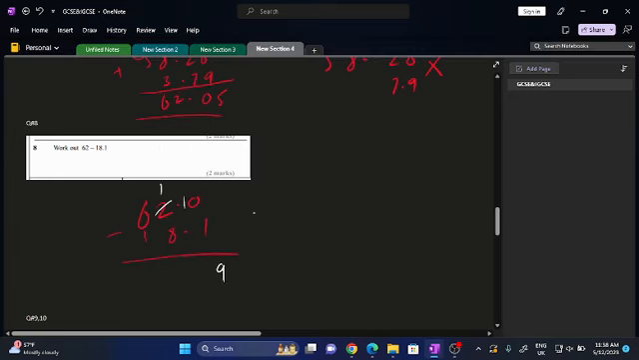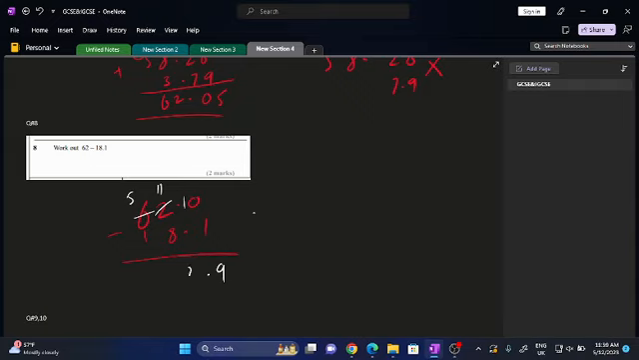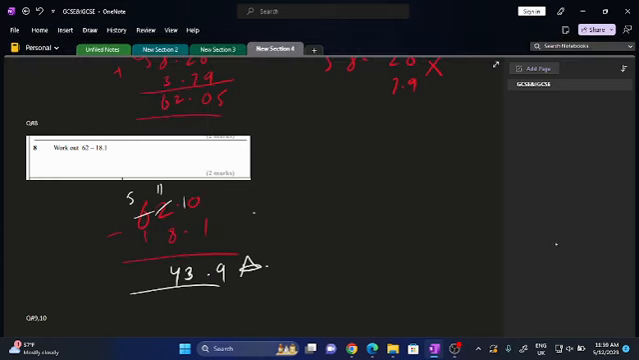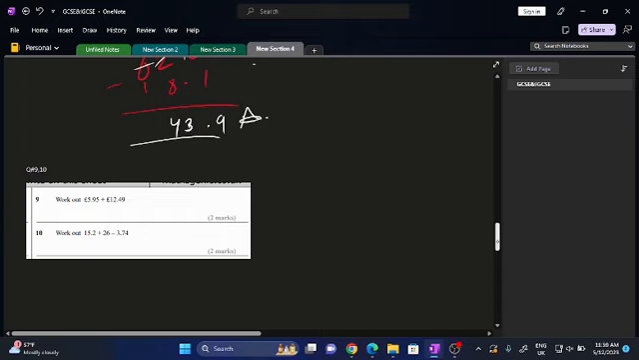You cannot subtract 8 from a 1. So you will request 6 to give me its 1 carry. So this 6 gives you its 1 carry and makes you 11. This is not 6 now, this is 5. 11 minus 8 would give you 3. And 5 minus 1 would give you 4. So your answer would be 43.9. That's the answer for question number 8.